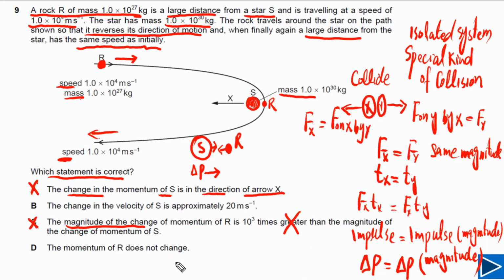Option D says momentum of R does not change. But momentum of R is changing because momentum is a vector quantity. So even speed is the same, but velocity is changing. So momentum is changing. So this is also not right answer. So our answer is B. Let's do calculations and find our answer.